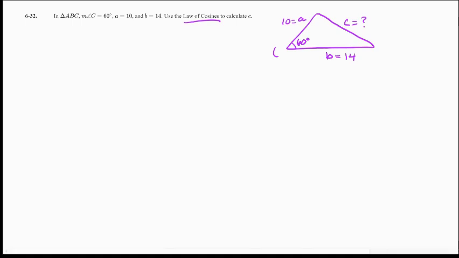So our equation here deals with, I'll rewrite the whole thing, c squared equals a squared plus b squared minus 2ab cosine of the angle that we're given, which is 60. And, oh, sorry, I should put it as the original. So this is big C because it's the angle, not the side.